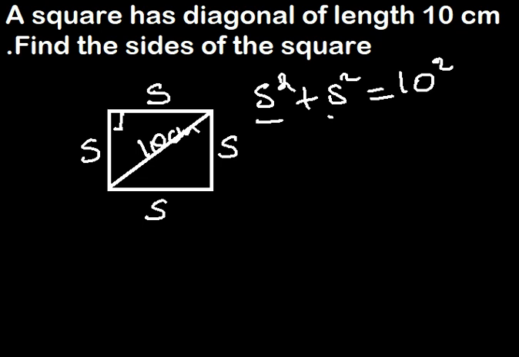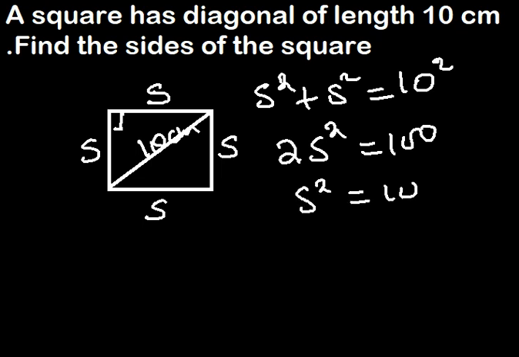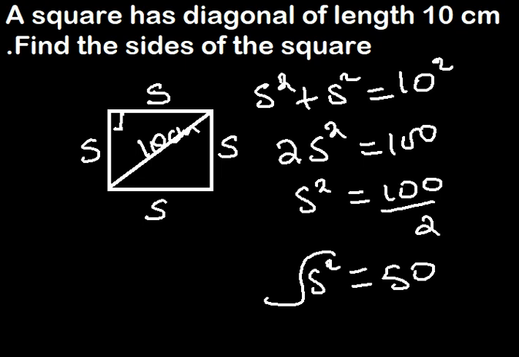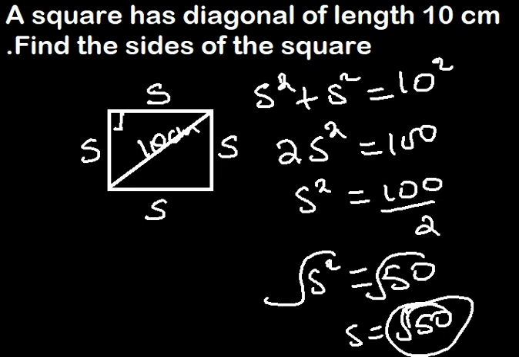But now these are the same, hence they are like terms. We'll have it as 2 side square, which is equal to 100 now. So 2 side square is equal to 100, so side square is equal to 100 divided by 2. Therefore side square is equal to 50. So now for this case we'll introduce the square root on both sides. We'll have a side that will give us the square root of 50. So that is the value of the sides of the square in that case.